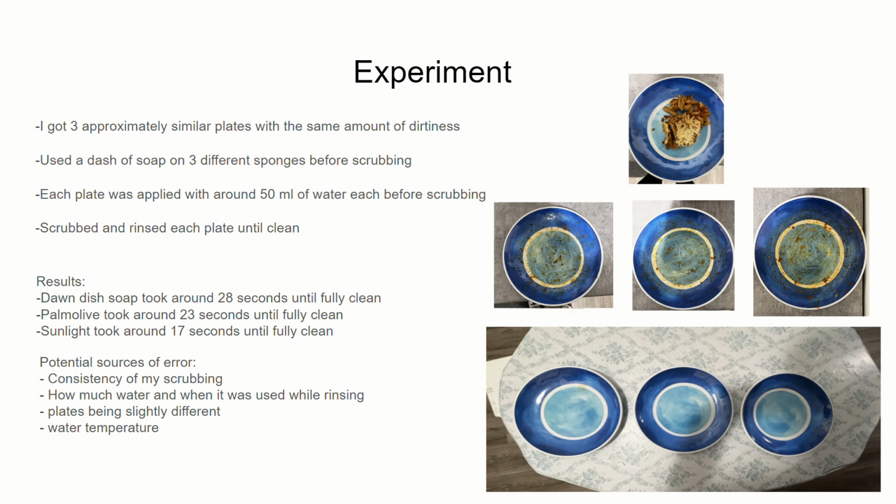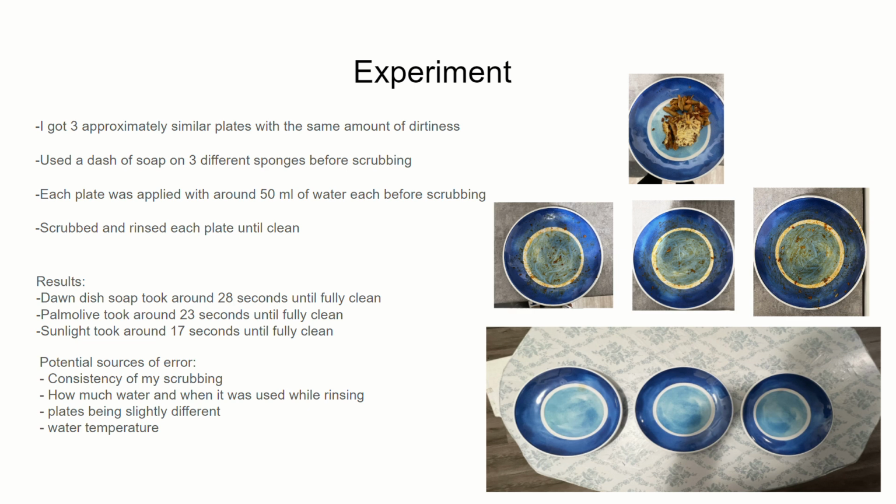For the results, Dawn dish soap took the longest, which took 28 seconds until fully clean. Palmolive came in second, and it took around 23 seconds until fully clean. And Sunlight was the fastest out of the 3, which took 17 seconds until fully clean.